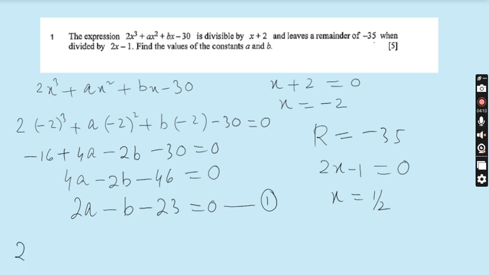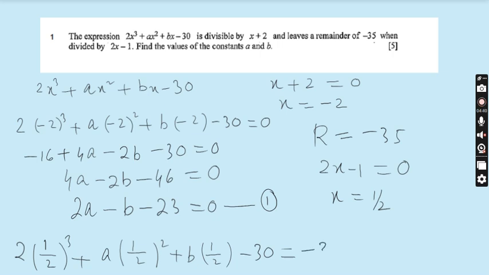So put x equals 1 upon 2 in the given expression. So 2 into x cube means 2 into 1 upon 2 cube, plus a into 1 upon 2 square, plus b into 1 upon 2, minus 30. This time we don't put 0. The remainder when divided by 2x minus 1 is minus 35. Okay, I hope you understand.